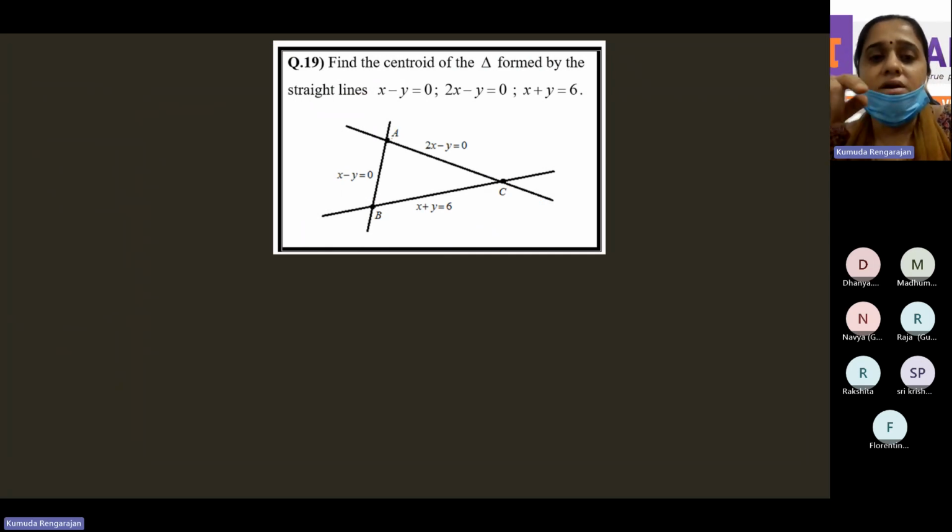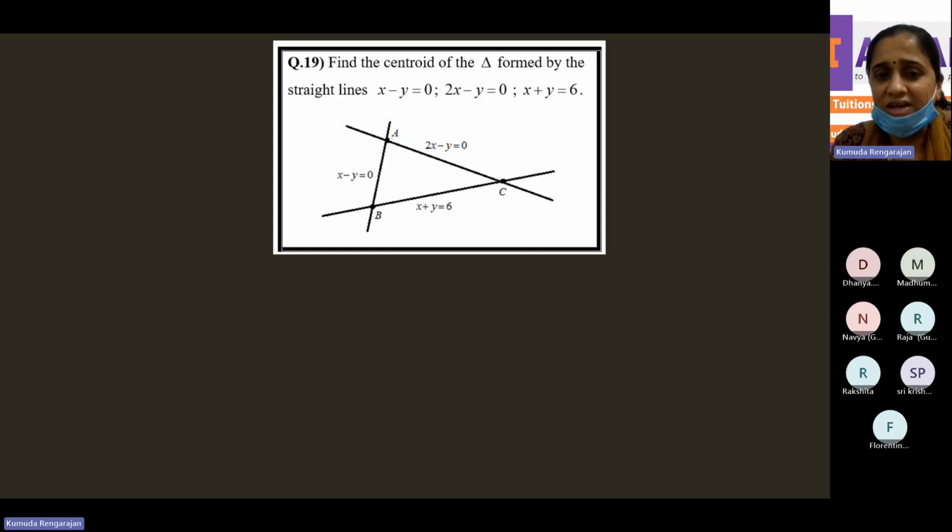So see here, find the centroid of the triangle formed by the straight lines. You can see 3 linear equations in 2 variables x and y. We know that a linear equation in x and y represents a straight line. So these are 3 straight lines. Find the centre of the triangle formed by the straight lines.